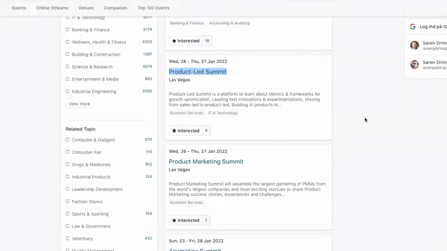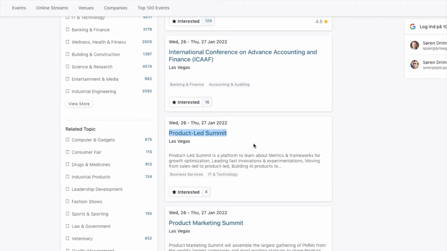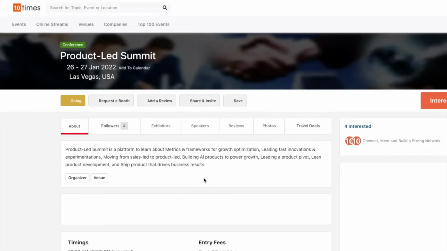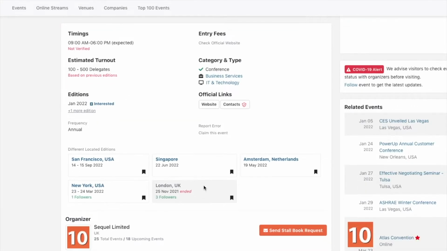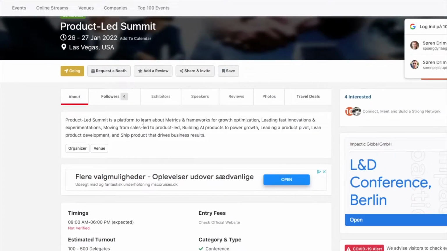for women. I also looked up Las Vegas, and there was something that caught my attention here. It's LED something summit, and it actually seems to be a conference around doing HR work and doing it with the metrics and frameworks and all sorts of fine words I don't even know here.